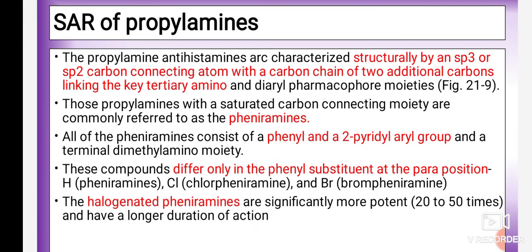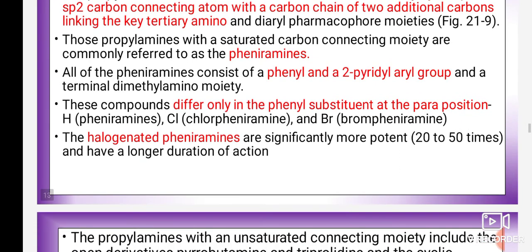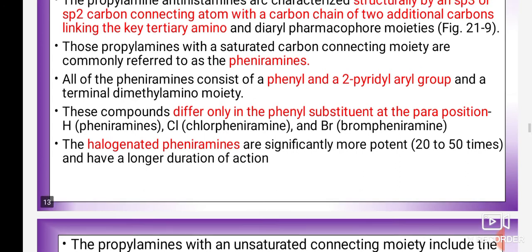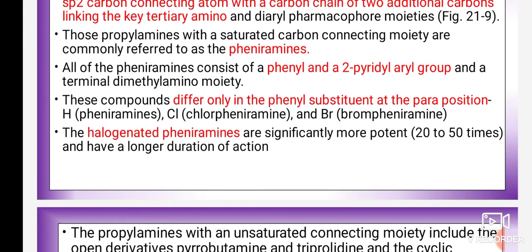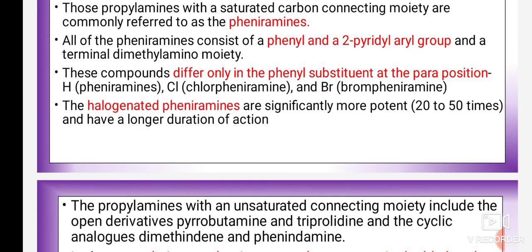First, what is the structural activity relationship for propylamines? The propylamine antihistamines are characterized structurally by an sp3 or sp2 carbon connecting atom with a carbon chain of 2 additional carbons linking the key tertiary amine, and diaryl pharmacophore moieties. Those propylamines with the saturated carbon connecting moiety are commonly referred to as pheniramines. This is an important point. All of the pheniramines consist of phenyl and 2-pyridyl aryl groups and the terminal dimethylamino moiety.